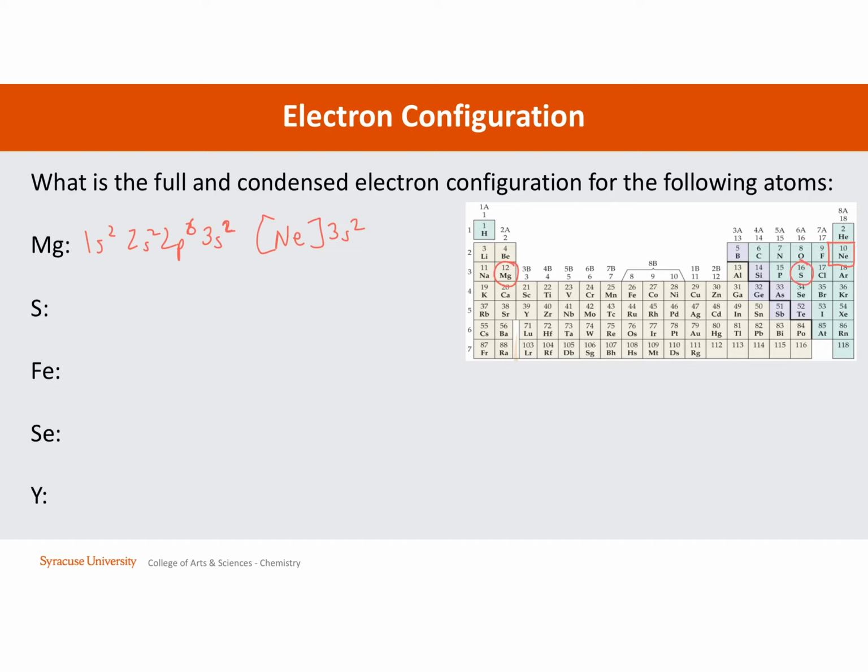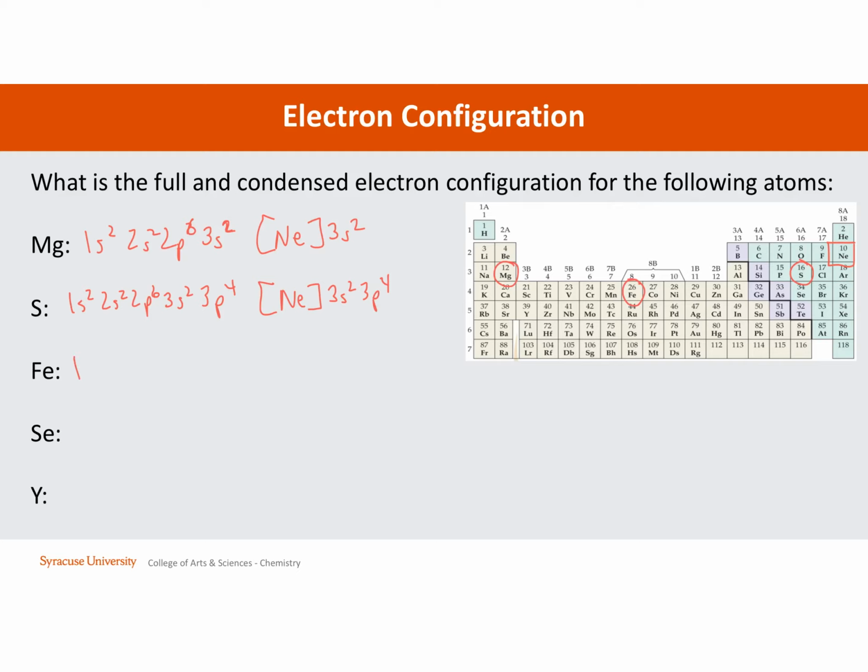Sulfur is just a little bit farther out in the 3rd quantum level, so we still have 1s2, 2s2, 2p6, 3s2, 3p4 takes me to sulfur. And then for my condensed configuration, neon is still the closest noble gas. So neon, 3s2, 3p4.